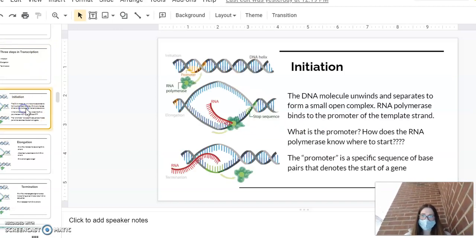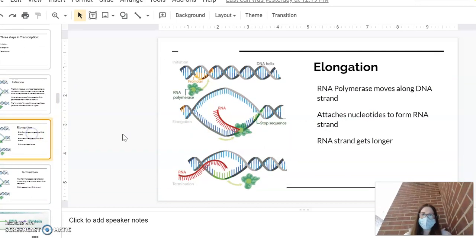So I'm going to describe these one more time. So initiation, the DNA molecule will unwind, just like with DNA replication. But here the RNA polymerase, which is the enzyme that helps this process, binds to the promoter and then starts to build up that RNA strand. And the promoter, again, is a specific set of base pairs that tells the RNA polymerase where to start.